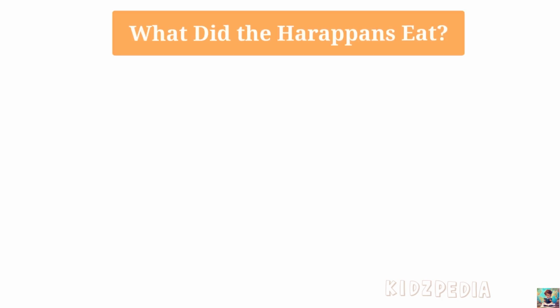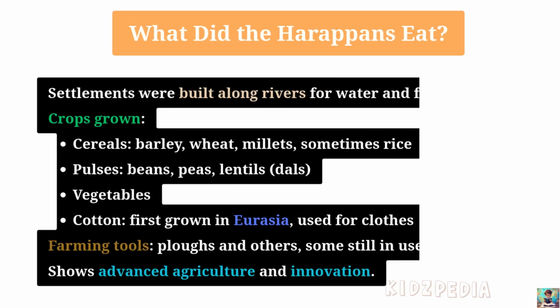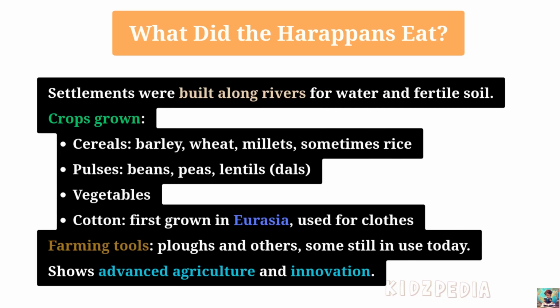Next topic is, what did the Harappans eat? The Harappans built many settlements along rivers, which was smart because rivers provided water for drinking, daily life and agriculture. River soil was fertile, helping crops grow well.